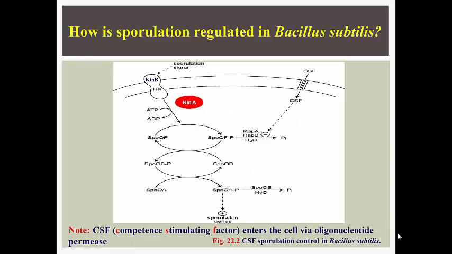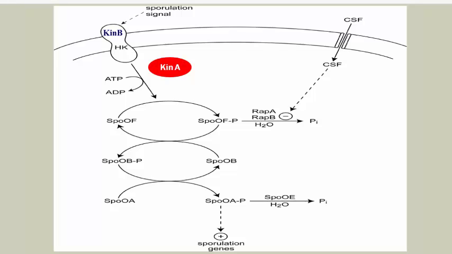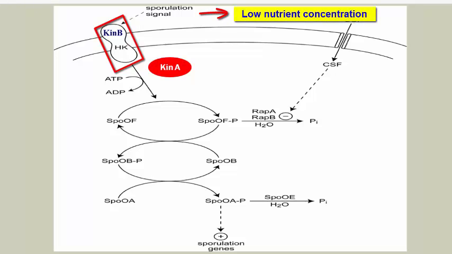Sporulation in Bacillus subtilis is controlled by a complex gene regulatory circuit that is activated upon nutrient deprivation. The system includes two sensor kinases, KinA and KinB. KinB is a sensor kinase located in the cell membrane. It senses low nutrient concentration.